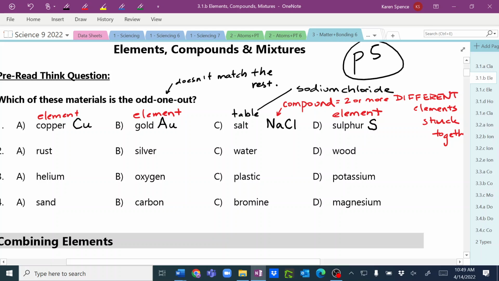A goes like this. B, C, D, B. Okay, so A, B, C, D. Do it with me 10 times. A, B, C, D, A, B, C, D, A, B, C, D.